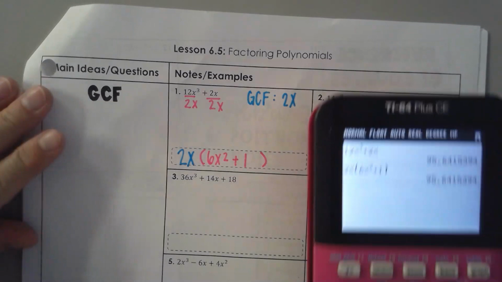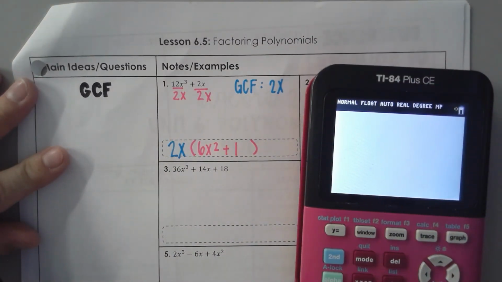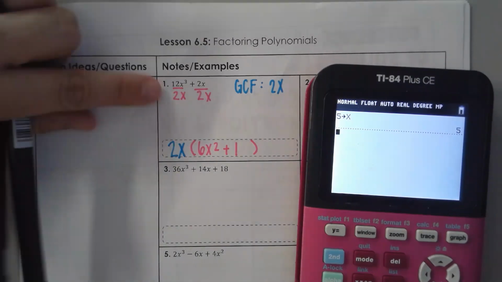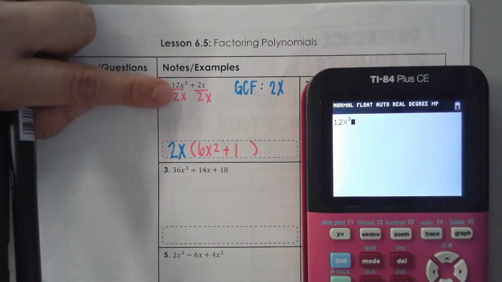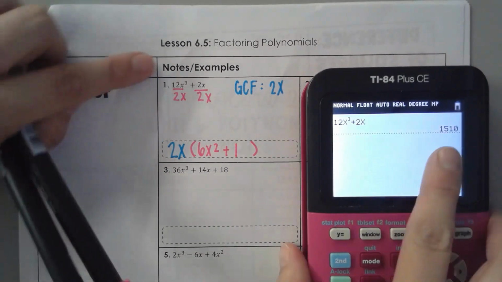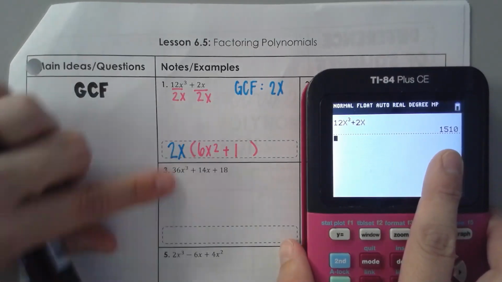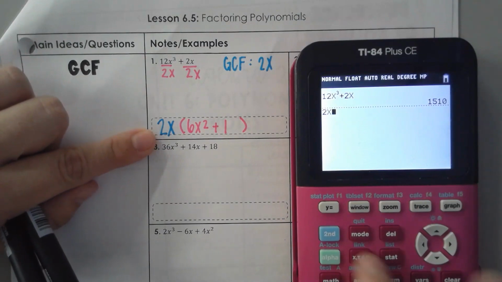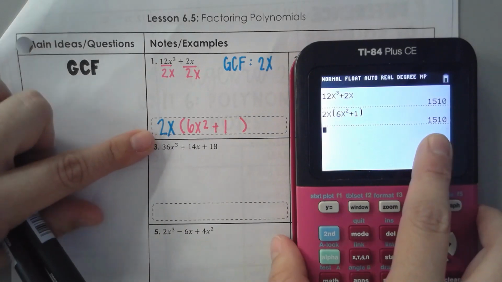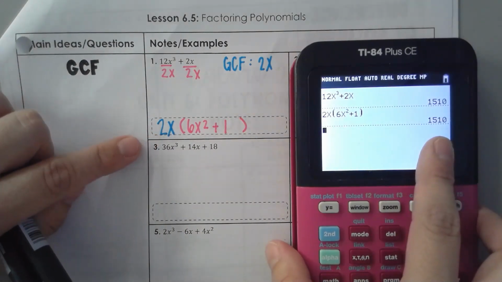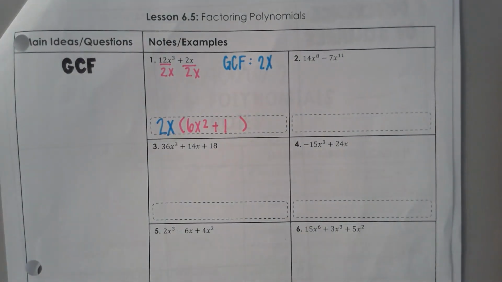And it's really easy to check your answer. You're going to type in your original problem, 12x to the third plus 2x, and you're going to get some random number. Doesn't matter what that number is. And then you're going to type in your answer and see if they match. If they match, you're good. Okay. Any questions?